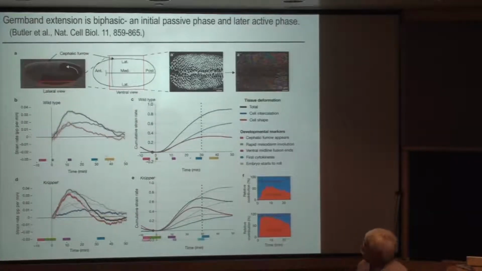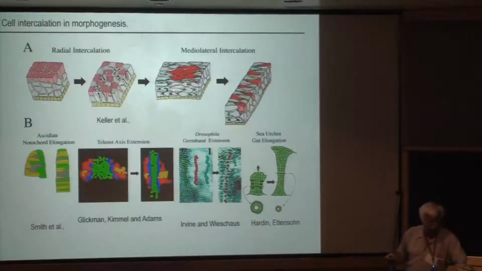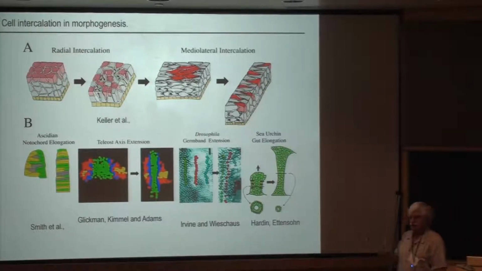But the fly people that are working on germ band elongation, they missed this all these years. A careful study of the intercalation and the cell shape change tipped these guys off that there was actually an external force. It's quite an interesting paper, but I don't have time to talk about it. Let's see where we are here. We are at 9:23.